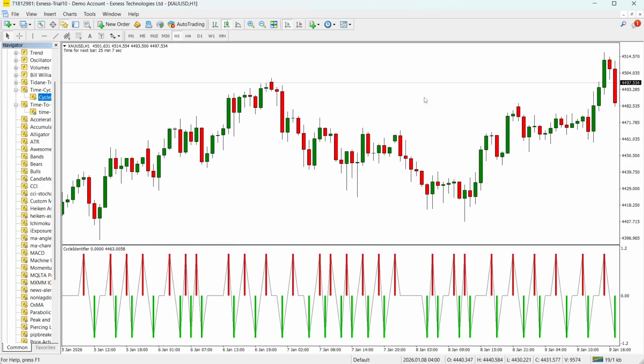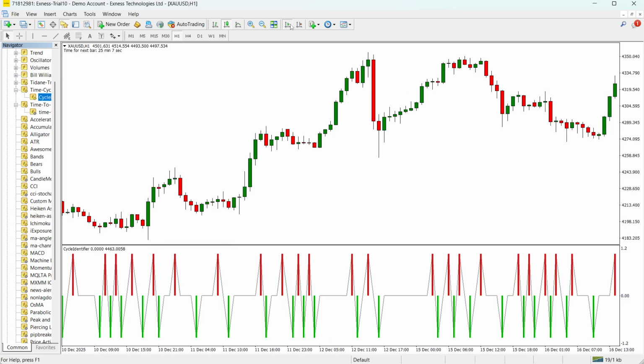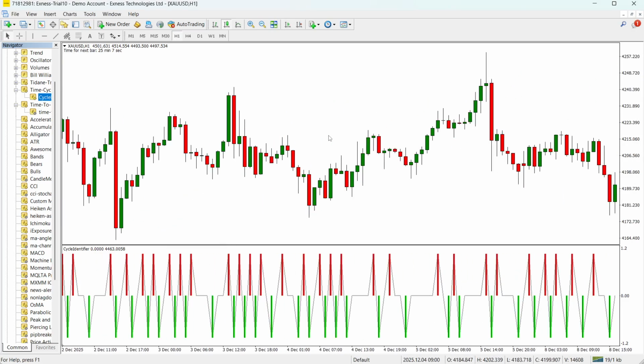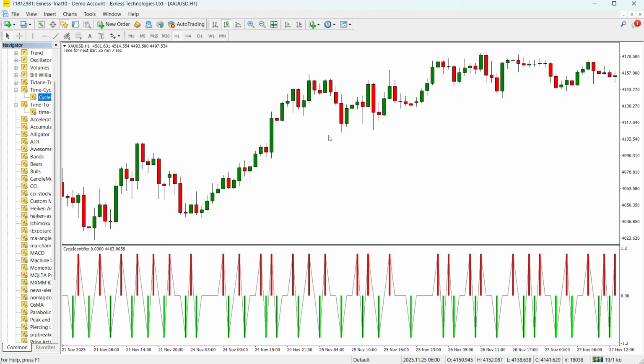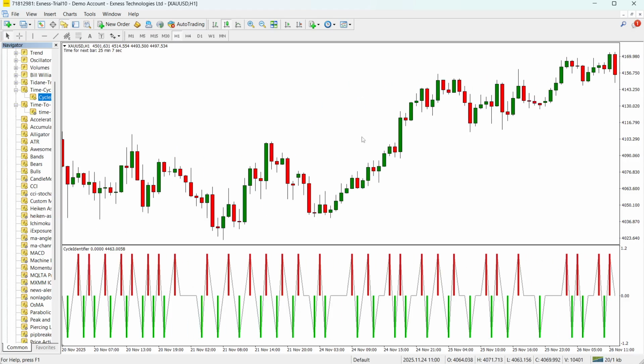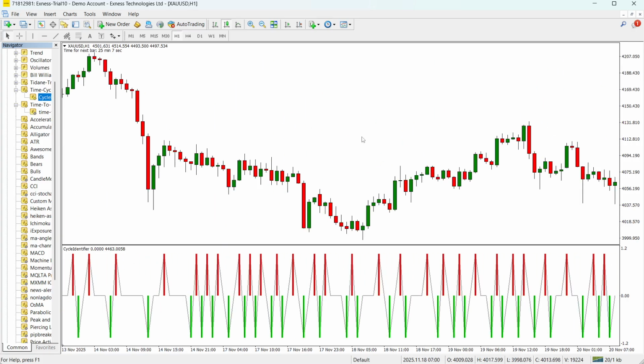So who's this indicator for? And what are its limitations? The time cycle indicator is suited to traders who want a visual time-based perspective on bullish and bearish phases rather than relying on price levels alone.